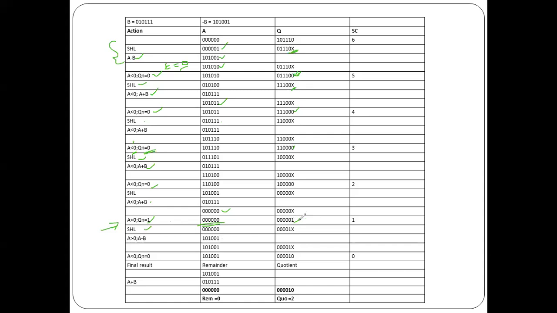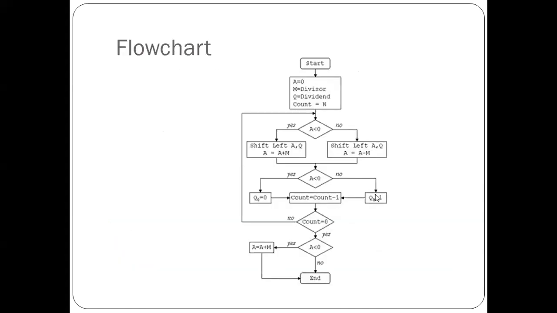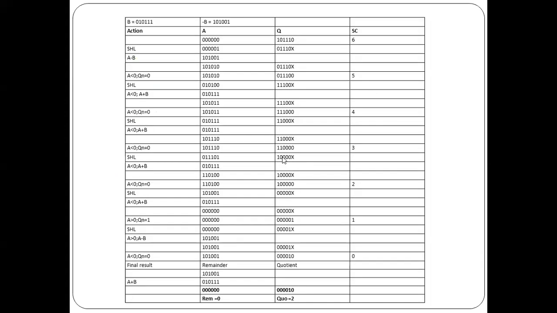A greater than 0, so perform the subtraction because your Qn is 1 here. Whenever your Qn is 1, you have to perform subtraction. If your Qn is 0, you have to add. Finally, you will have your remainder in the A register and the quotient in the Q register. Every time reduce the sequence counter, and as and when it becomes 0, complete the loop.